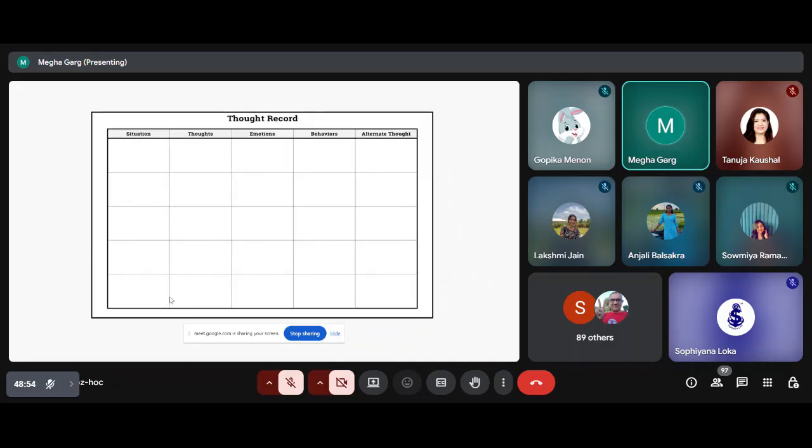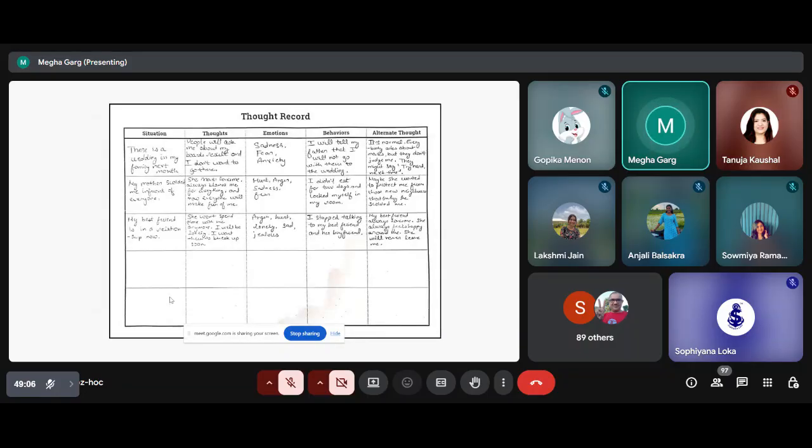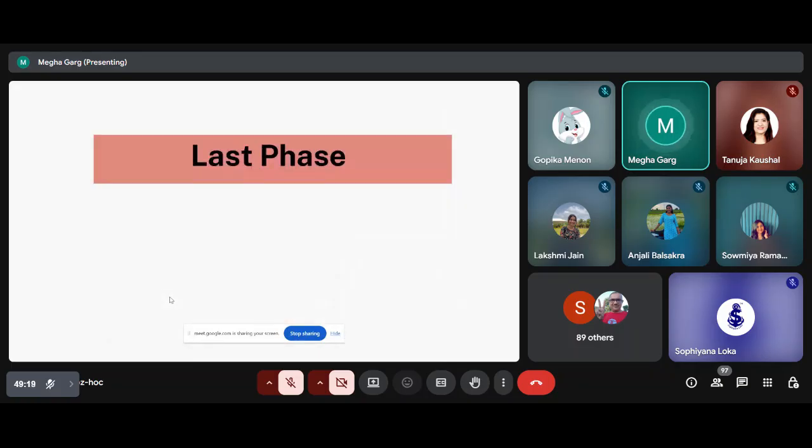So now this is a thought record. Exactly, this is a homework we gave the client, that they complete their thought record. This homework is given to the client so that they complete their work. And this is an example of how a client completed their homework. They write the situation, the thought, emotion, behavior, and the alternative thought. So now from this slide, Tanuja ma'am will take over.